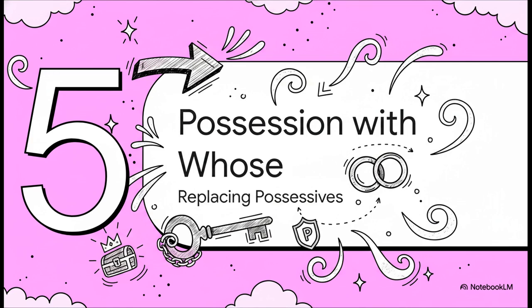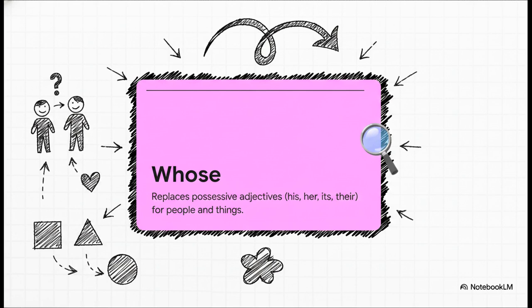Let's introduce the final and honestly maybe the most unique tool in our arsenal. Section 5. Showing possession with whose. Whose acts as a direct substitute for ownership words. It's a pronoun that replaces possessive adjectives, words like his, her, its, or their. What's absolutely brilliant about this one is that it fundamentally changes how two sentences connect, and the best part is it applies equally to both people and things.